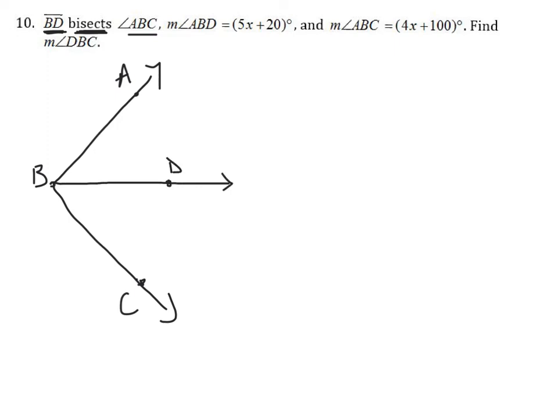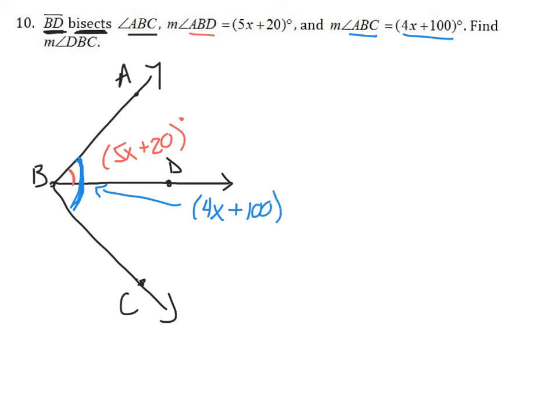So here's point D. Next, I'm going to label everything I know. Angle ABD is 5x plus 20. So this angle is 5x plus 20. I'm trying to use a little color to indicate that. So the angle in red is 5x plus 20. ABC, which is the larger angle, in blue, is going to be 4x plus 100. And I want to figure out the measure of angle DBC.